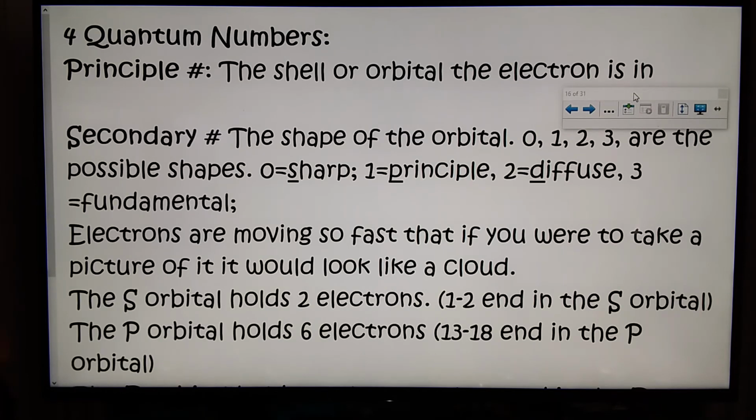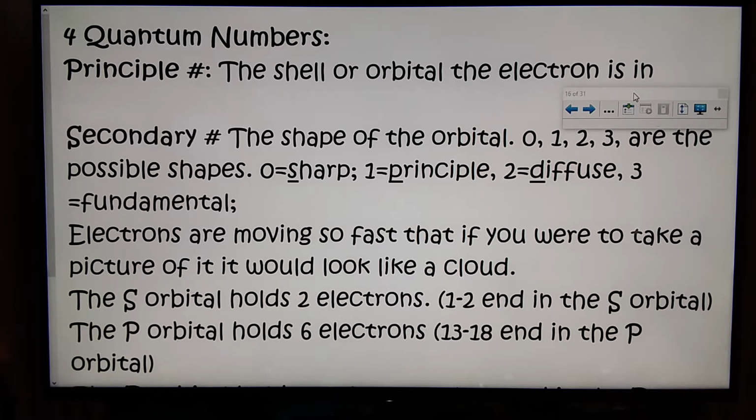So the 4 quantum numbers: the first one is the principal number, and that's the one you are actually familiar with. When you look along the side of the periodic table, you can see the periods 1 to 7. The principal number refers to which period it is in, but now it's an energy level, so energy level 1 all the way to energy level 7.